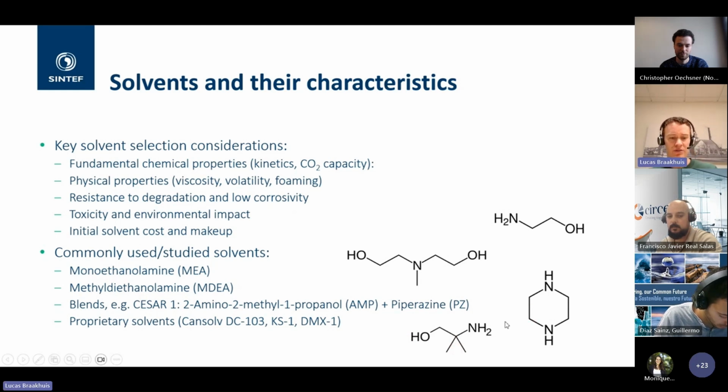In addition to these solvents, there's also proprietary solvents, such as the CanSolv, the KS-1, or the DMX-1. Of course, we don't have the exact composition of these solvents. But it's very likely they're also amine-based solvents, probably with some additives to enhance performance or to inhibit corrosion or degradation, etc.